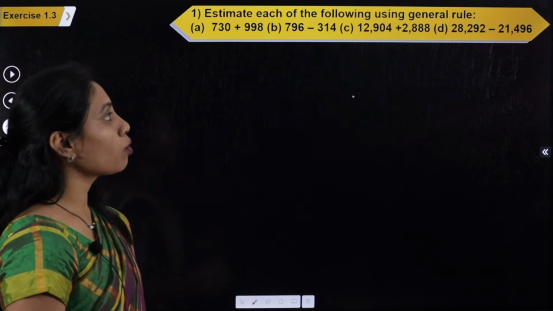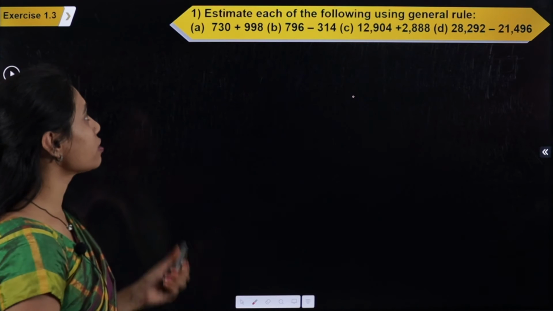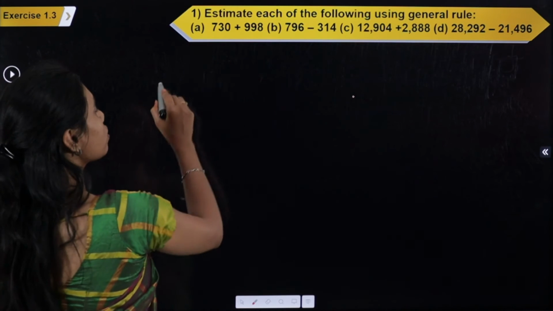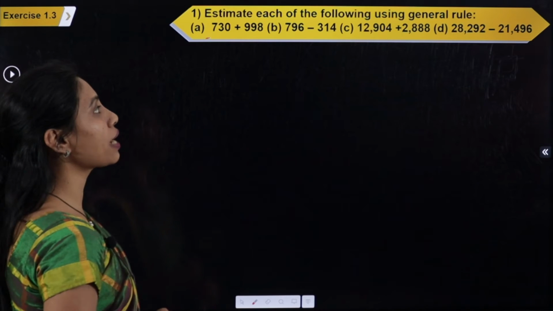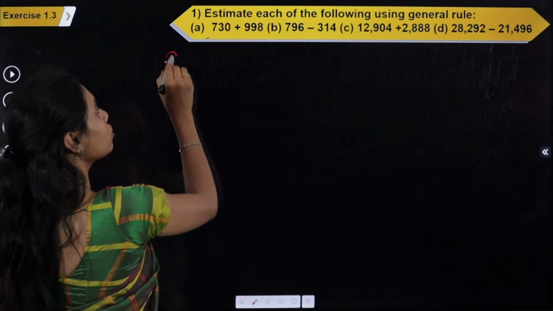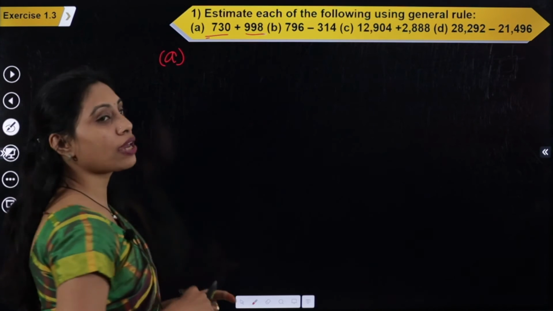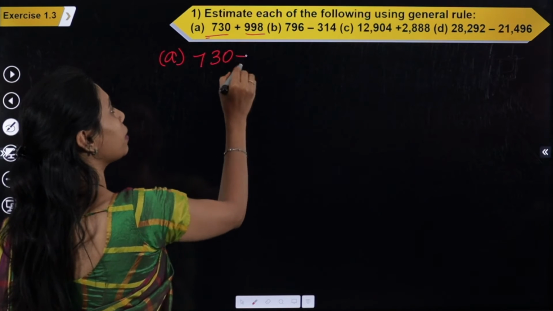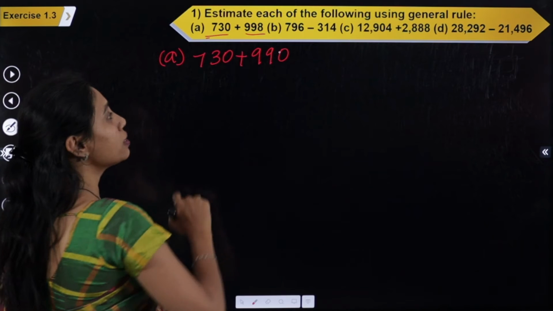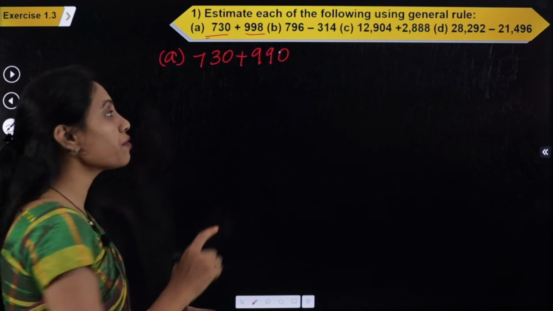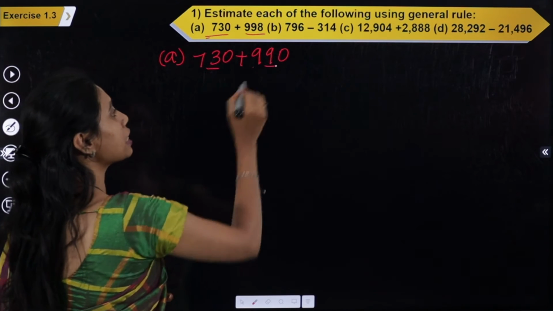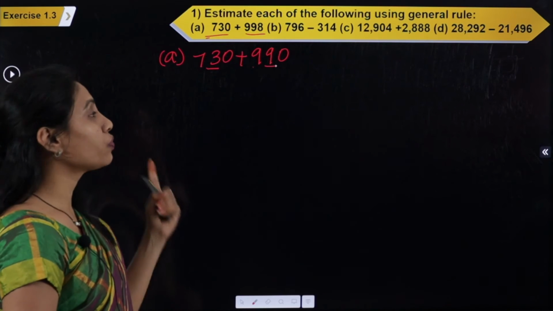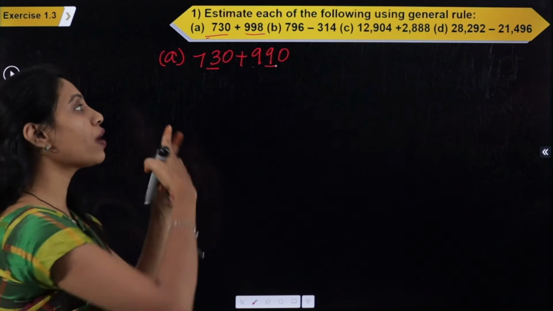Now, let us do a few problems based on the concept we have learnt. Estimate each of the following using the general rule. So, the first question is 730 plus 998. So, here there are 3 digits, so I will be rounding off to the nearest 100. So, 730 plus 990. Since I am rounding off to the nearest 100, I will be underlining the tens place digit. So, here we have 3 in the tens place. So, 3 is smaller than 5. So, what are we supposed to do?